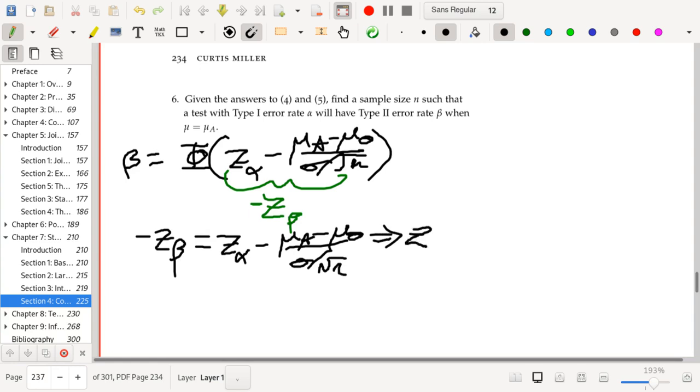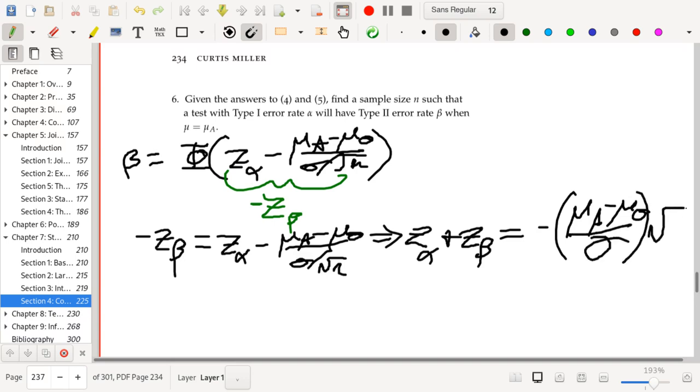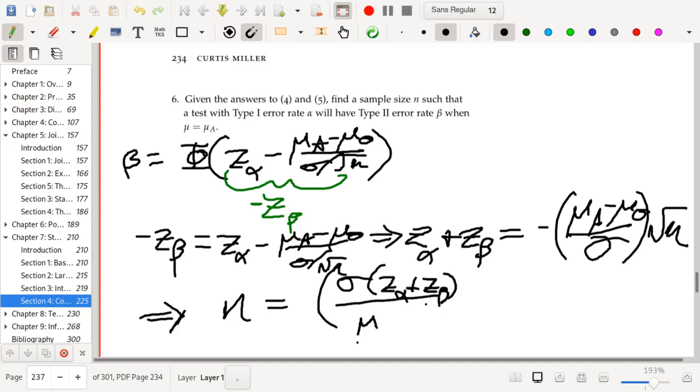z alpha plus z beta is equal to negative mu a minus mu naught over sigma times the square root of n. And you do even more algebra, and what we're trying to do is solve for n. So in the end, n is going to be sigma times z alpha plus z beta over mu a minus mu naught. And this whole thing is squared. And we're also going to round up because it's a sample size. So that was after you solve for n.